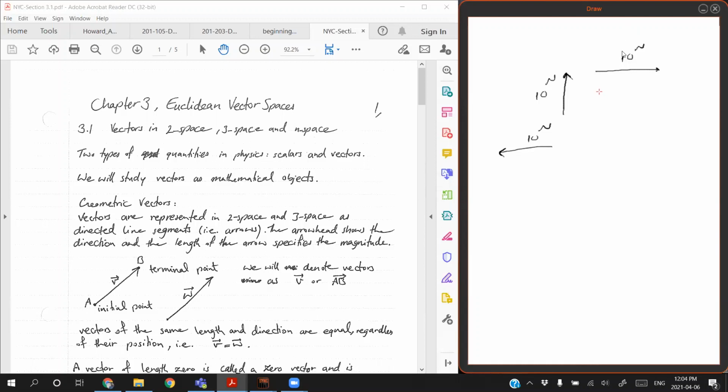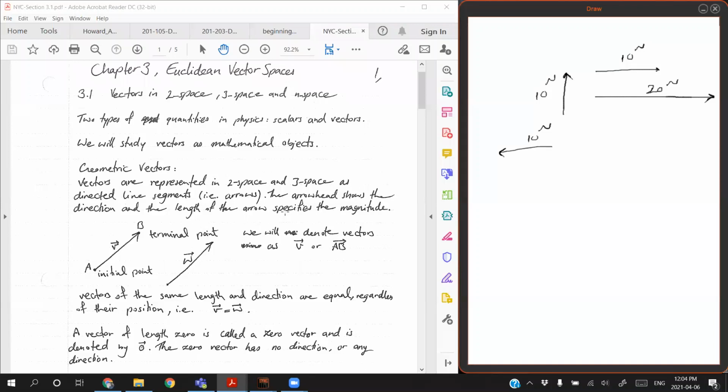If you have a force that's 20 Newton in the same direction, it would be just parallel to that, pointing in the same direction, but would be twice as long. So that would be 20 Newton. Longer vectors represent bigger magnitude, and the arrowhead completely specifies the direction of the vector.